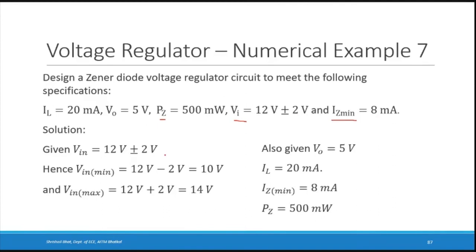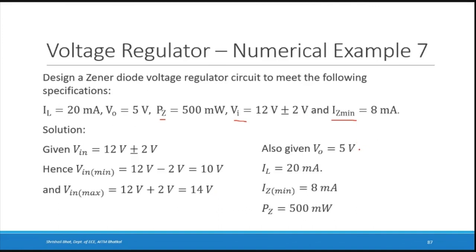So first note down all the given things in the way that you want it. V in is given as 12 volts plus or minus 2 volts. So V in min is 12 minus 2, which is 10. The maximum value is 12 plus 2, and 12 plus 2 is 14, that is V in max.